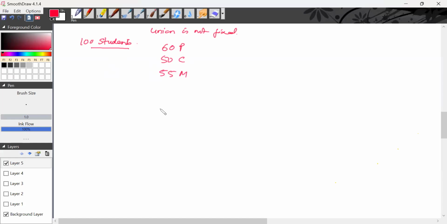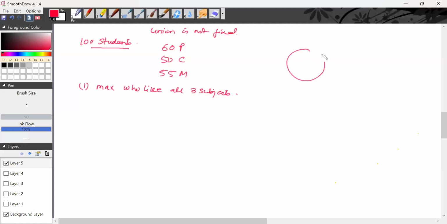Now the question says that we have to find the maximum number of people who like all 3 subjects. क्या आंसर होगा? It has to be 50 without any doubt. Yes or no? It has to be 50.